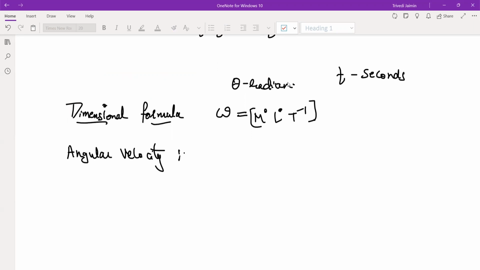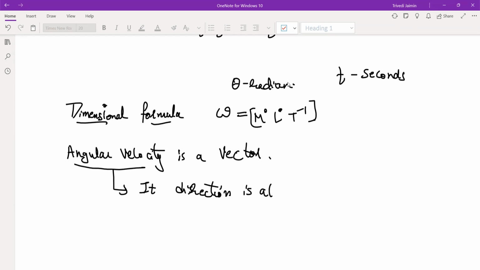Angular velocity, omega, is a vector quantity. Why? Because its direction is taken along the direction of rotation. Remember this. Angular velocity is the vector quantity. Its direction is along the axis of rotation.